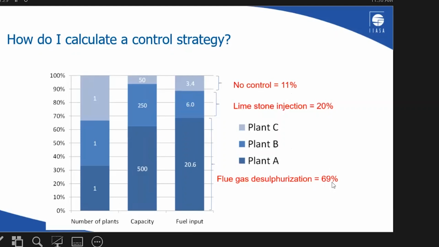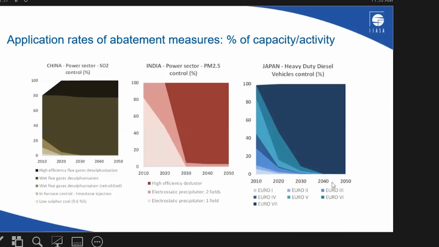And similarly, you can do this in other sectors as well, in some industries and for different pollutants also. So here is just an example. This example shows how the application rate of abatement measures changes with time, and how it looks if you are improving the measures.